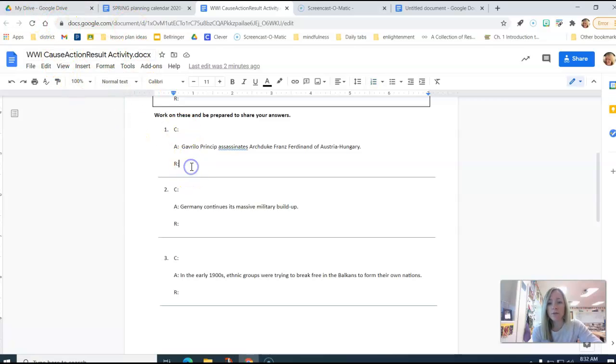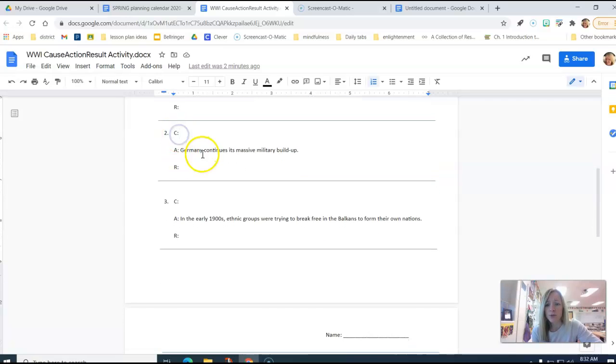And then what is the result of this? I mentioned the result at the beginning, right? So Gavriel Princip assassinates him, the Archduke Franz Ferdinand. Austria-Hungary is going to want revenge, right? Austria-Hungary wants to blame someone, and so they're going to make really crazy demands of Serbia. Or you could say something like Austria-Hungary just goes ahead and declares war on Serbia, right? Whatever it may be, there is going to be a result, right?